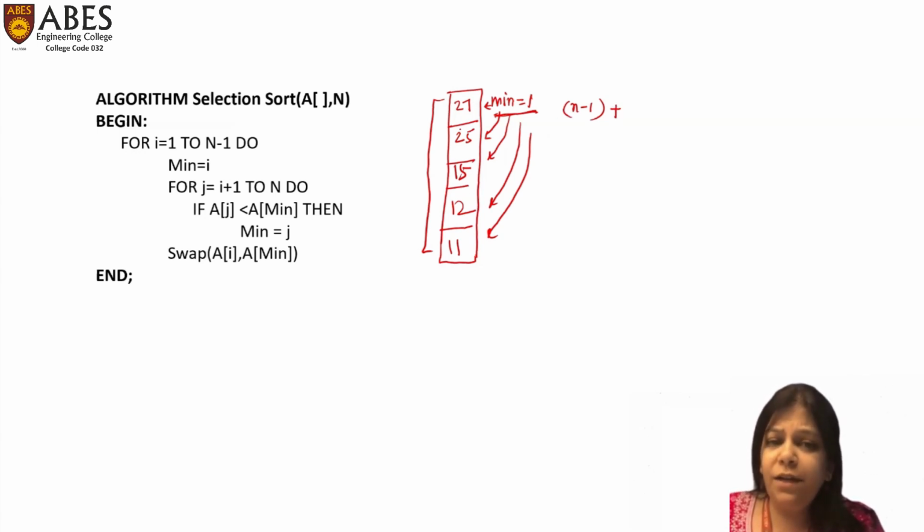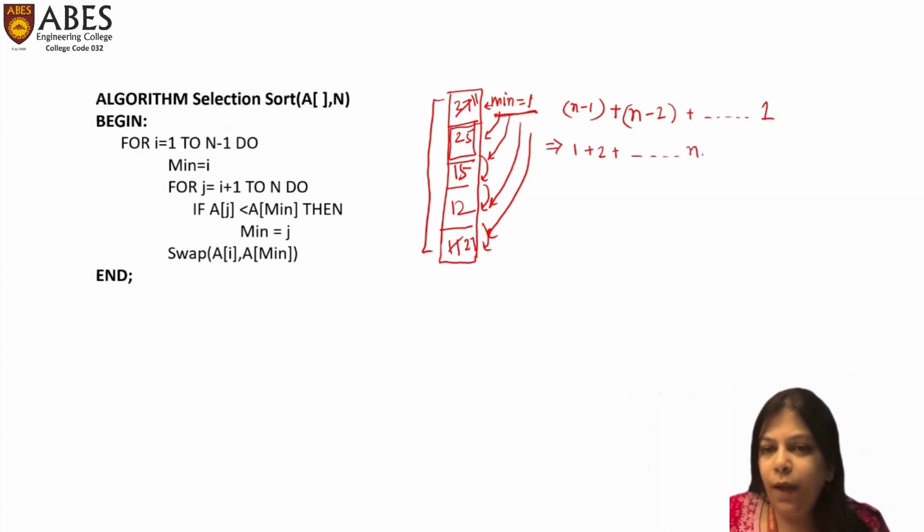And then after the first iteration, when here we will get 11 and here we will get 27, in the next iteration, minimum will store the index 2 and then it will be compared with the rest of the elements, right? So in the second iteration, the number of comparisons will be n minus 2 and so on. In the last iteration, there will be only one comparison. The second last element will be compared with the last element. So if we reverse this expression, we'll get 1 plus 2 up to n minus 2 plus n minus 1.